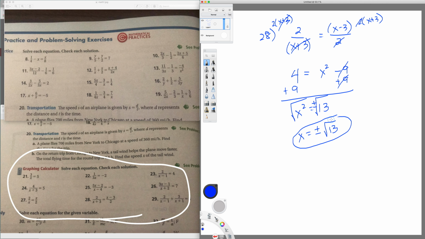2 divided by the square root of 13 plus 3. And then we have the square root of 13 minus 3 divided by 2. Hey, it works. So those two horrible answers there are correct. So one more to do, number 29.